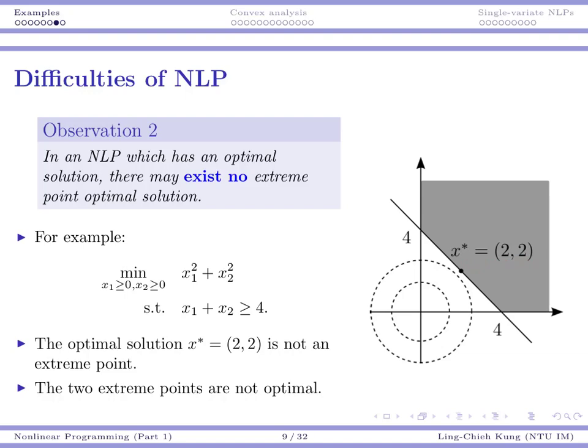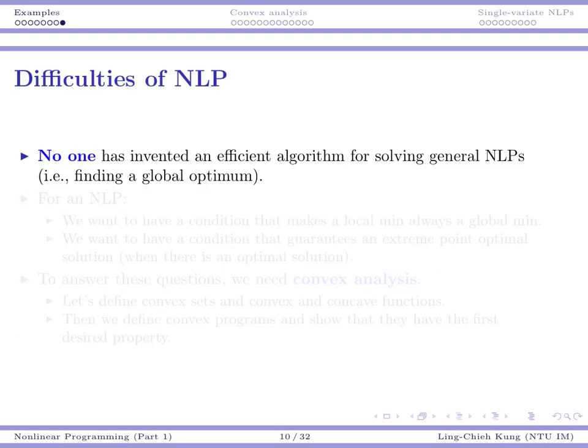But in this case, there are two extreme points, (4, 0) and (0, 4). None of them are optimal. And the only optimal solution is not an extreme point. So again, this is something different from linear programming. So given the previous two observations, or two facts, or two properties of nonlinear programs, no one in the world has invented an efficient algorithm for solving general nonlinear programs.